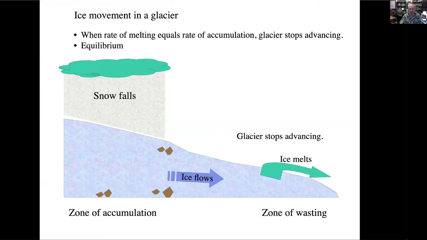And year after year after year, it might look like the glacier isn't moving, but the ice is always moving in a glacier. The ice is always flowing from where it's accumulating to where it's melting.